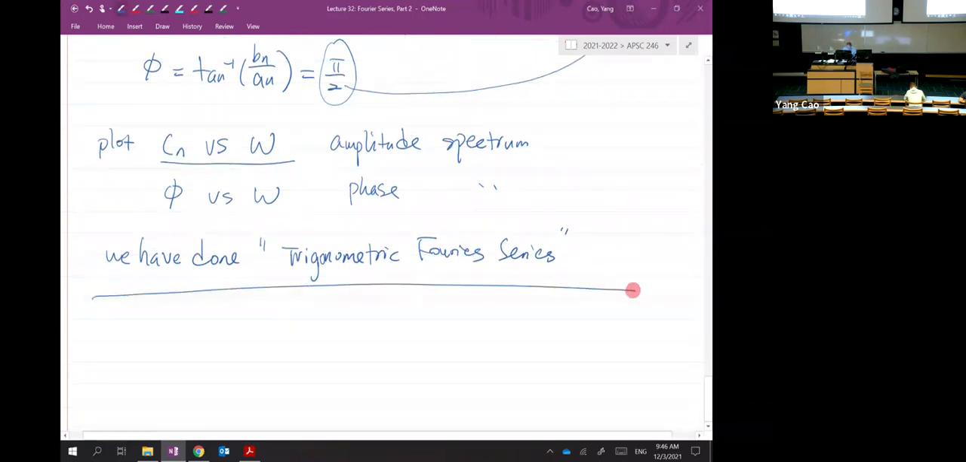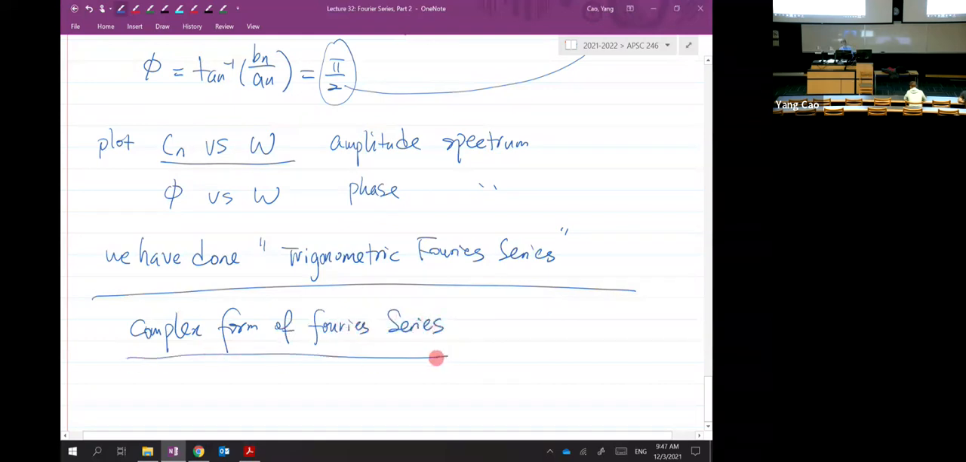And next, in the next lecture, we're going to learn the complex form of Fourier series. And from here, it will lead us to the last topic, which is the Fourier transform. Hopefully I can finish everything within one lecture on Monday, and then Wednesday I can use some time to do some final review.